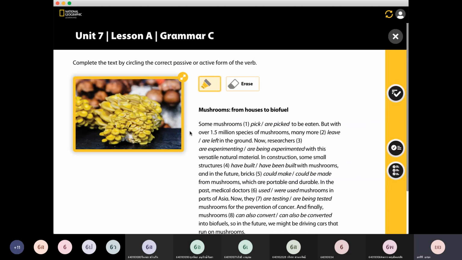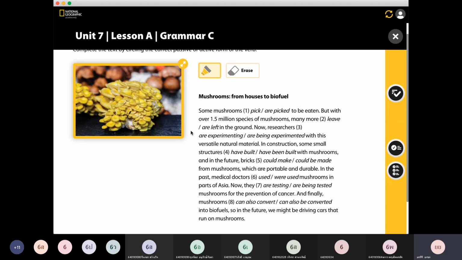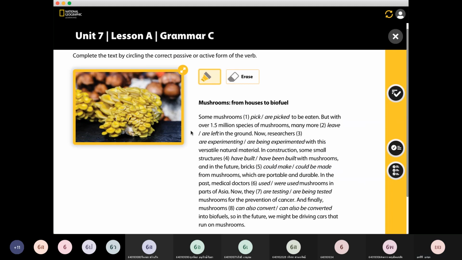Okay, so let's spend a little more time on this one. As you can see in Grammar C here, there is a short text. Just select each form. Read the text first, and then select whether you choose to use the passive or the active form.